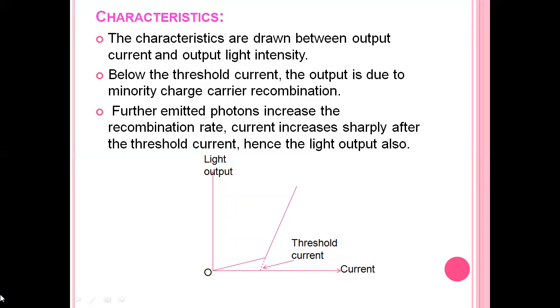So below threshold current, the recombination rate is very slow, hence there is no emission of more carriers inside the material, hence the light output is also very less. Whereas beyond threshold current, current increases sharply due to increase in recombination rate, hence output light is also high.